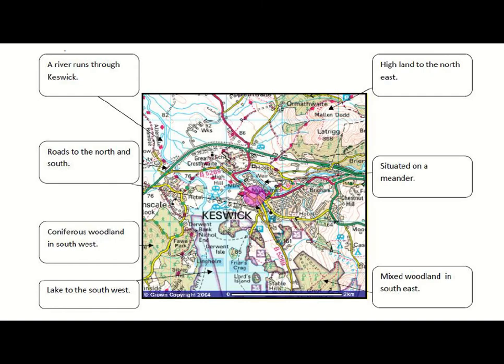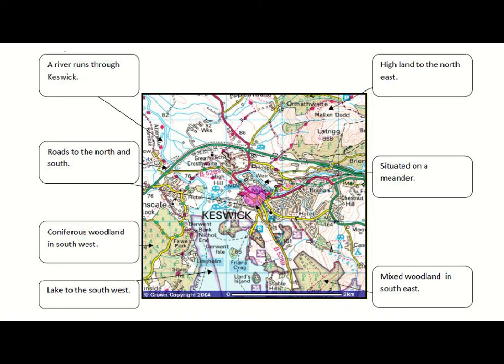So this is a good example that shows you that. This is Keswick in Cumbria, and Keswick, the site factors, it's got a river that runs through Keswick. You can see it there, which is the Derwent, I believe. Roads to the north and south, again, they show its situation, and you can name those roads if I could zoom out a bit further.